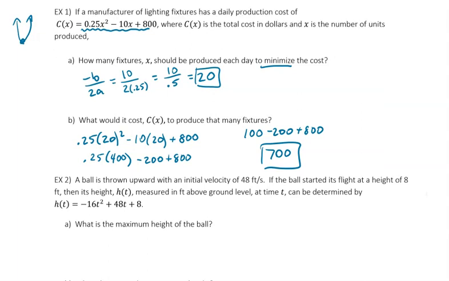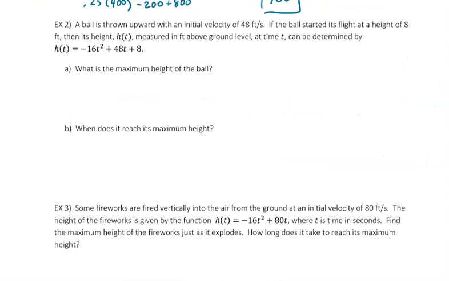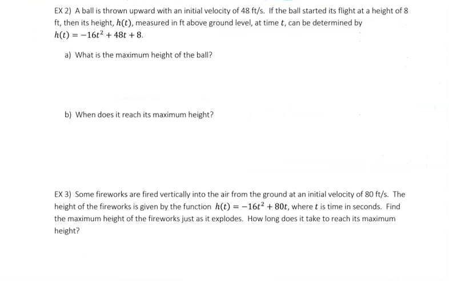All right, let's go ahead and move on to the next one. A ball is thrown upward with an initial velocity of 48 feet per second. If the ball started its flight at a height of 8 feet, then its height, h of t, measured in feet above ground level at time t, can be determined by that function. So A, what is the maximum height of the ball? And B, when does it reach its maximum height?